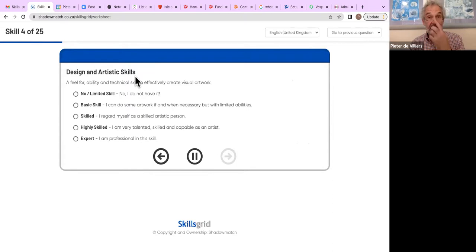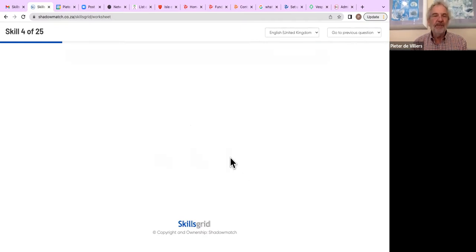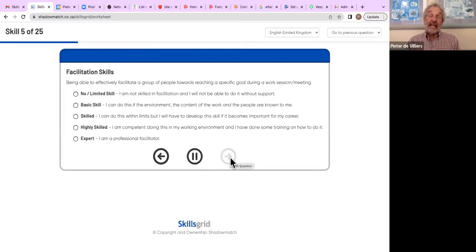Design and artistic skills. So I am in the artwork: a feel for, ability or technical skill to effectively create visual artwork. Let's say this individual says, I'm not there. I'm not an artist. I'm going to stretch myself if I say I have this. Maybe no, I do not have it. I can't do it. Okay, good. Let's move on.